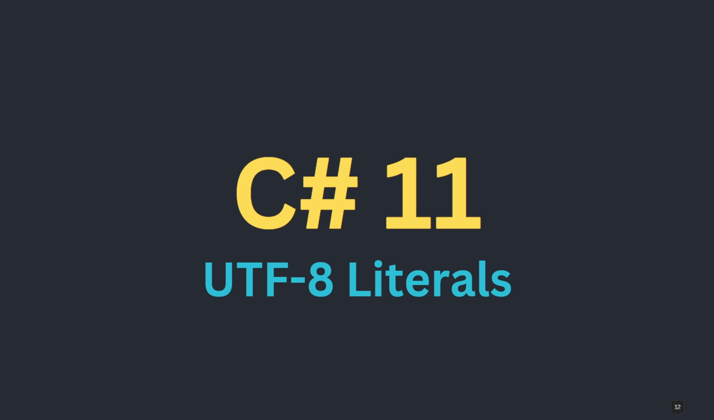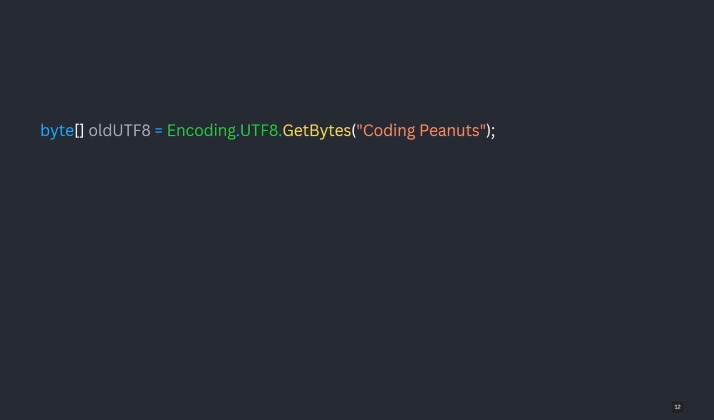What are these UTF-8 literals in C# 11? You may remember from earlier C# versions that in order to get UTF-8 you would need to do something like this, which wasn't very performant because this was happening during runtime and it was pretty verbose.